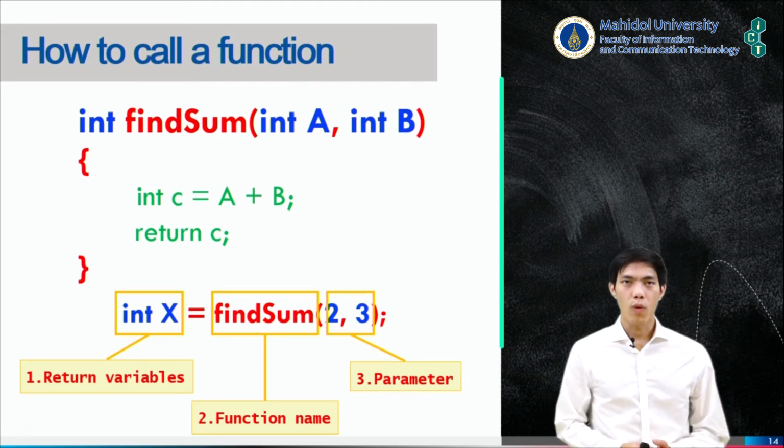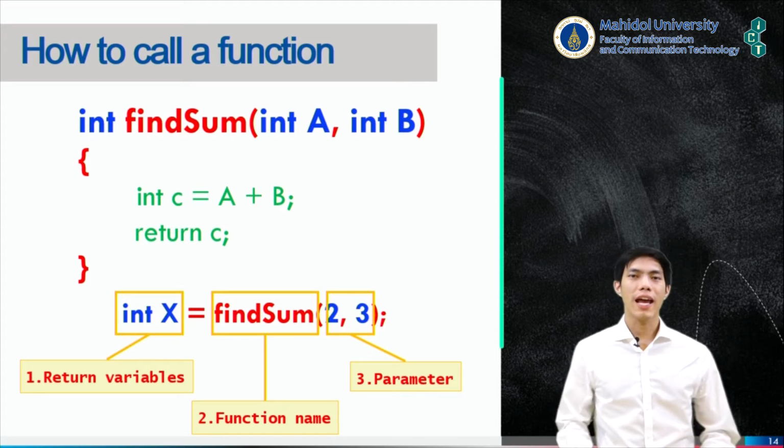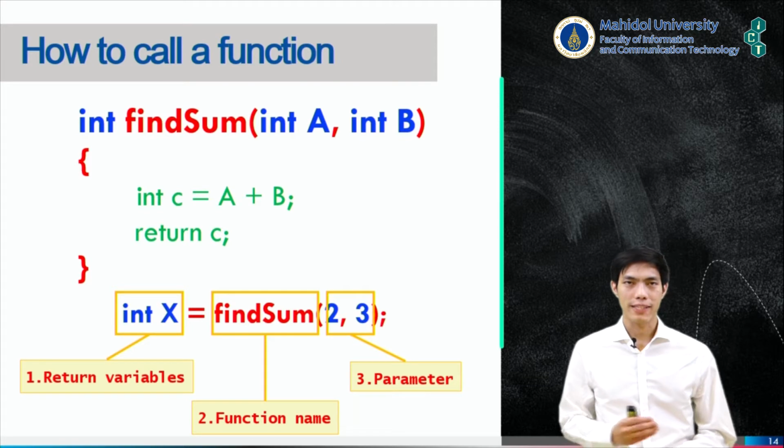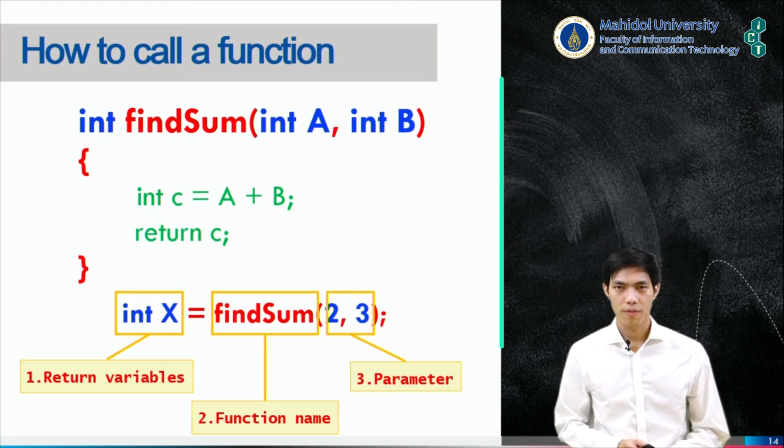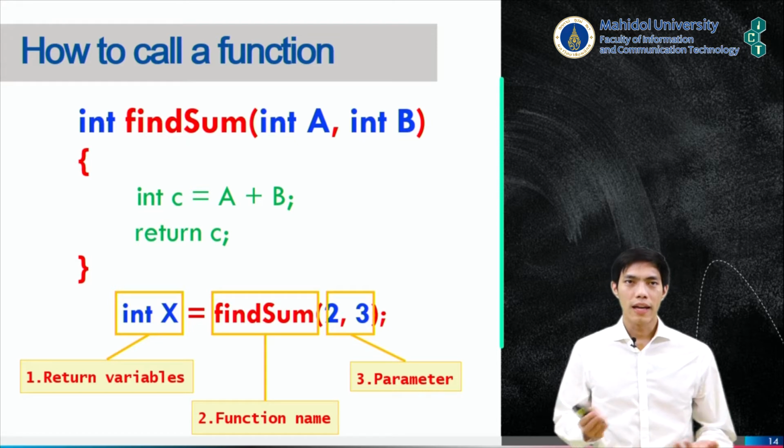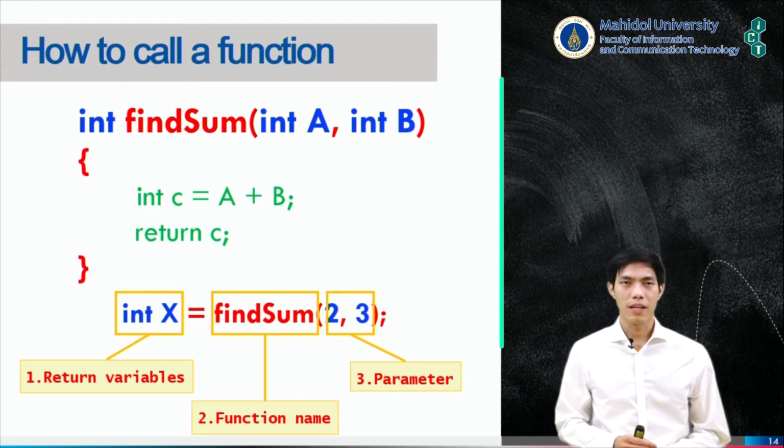Okay, next, let's see an example of how to call functions. In this case, we want to calculate the sum of two numbers. So we create a function named FiSum. FiSum needs two parameters as input, which are integer a and integer b, and returns the output of the summation of these two integers. So in the function body, we need to calculate a plus b equal to another variable c, and we need to return this back.